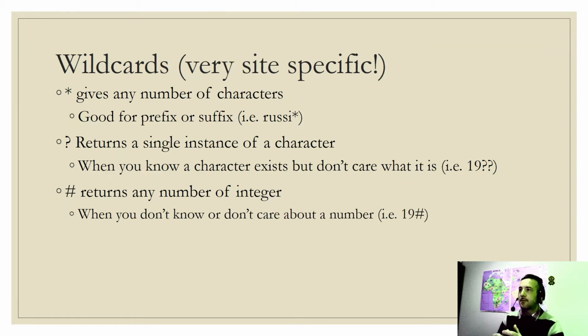All right, so wildcards. These are pretty site specific, but typically an asterisk gives you basically any number of characters to a limit. That limit is based on the basis of the character string. So if I said RUSSI asterisk, it would give me Russia, it would give me Russians, it would give me Russias and Russianses and various misspellings or something.